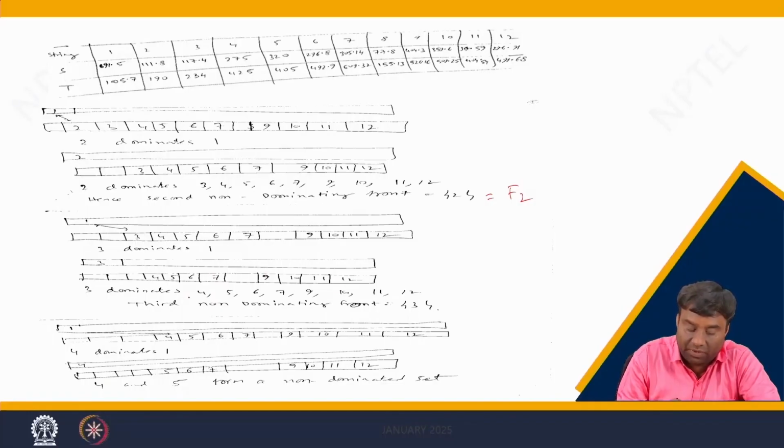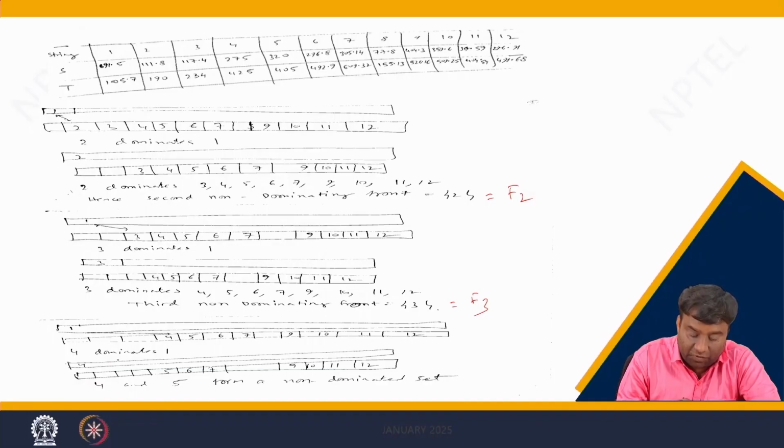So 3 dominates 4, 5, 6, 7, 9, 10, 11, 12. So the third dominant front is F3, which is 3. Now again 1, so we drop 8, we drop 2, we drop 3, so 1 is there. So compare 1 with 4. So 4 dominates 1, so 1 may be replaced by 4, so 4 is there.